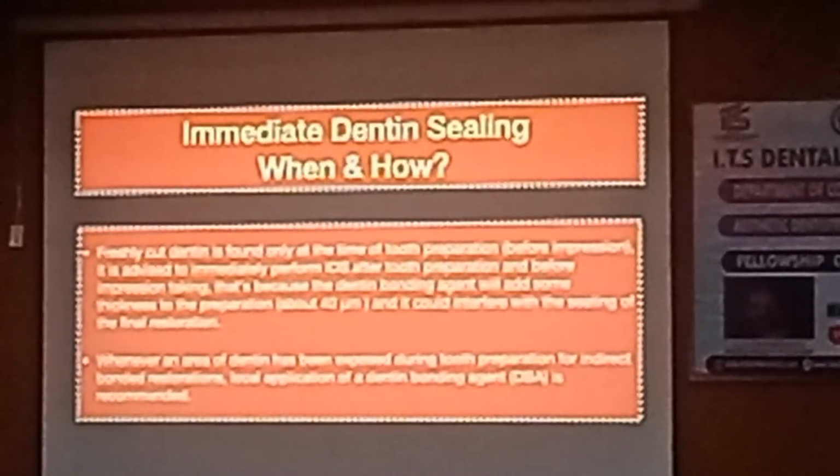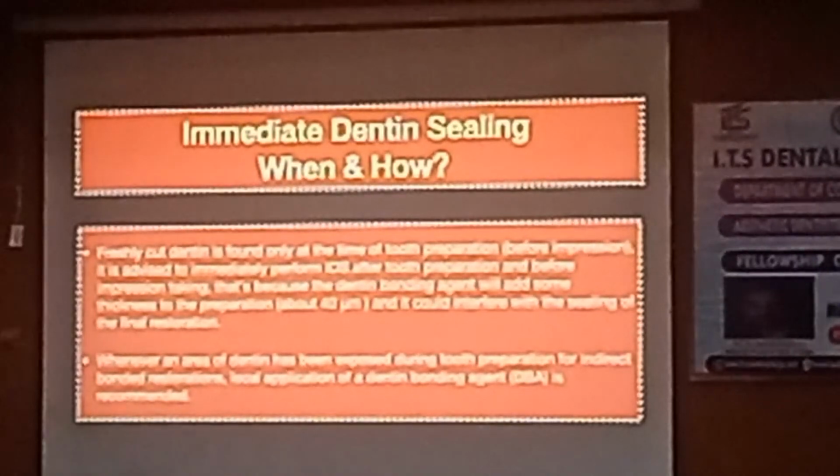So that's the reason why: it will become about 40 micrometers thick, and this would interfere with the seating. Whenever an area of dentine has been exposed during tooth preparation for an indirect bonded restoration, local application of a dentine bonding agent is recommended, right? So you can play around with the dentine bonding agent. You can also play around with the flowable composites.